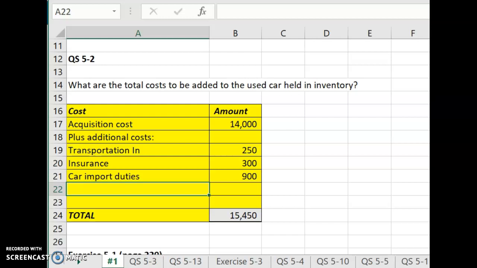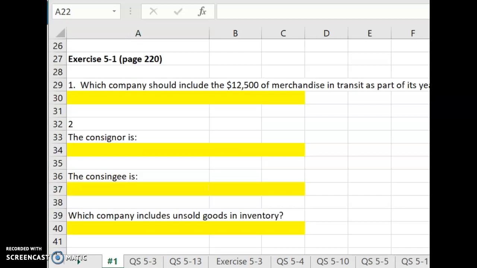$150 for advertising. No, that's not a cost of getting it ready for sale. That's a cost that we incur when we're trying to sell it, but not readying the good for sale. The same with the $1,250 for sales to the staff. Those are costs that we incur trying to sell the good, but not getting it ready for sale. Trimming shrubs, that's maintenance of our building. That does not have anything to do with the cost of the car, so we won't include that either. So the total costs that we include in inventory are $15,450.